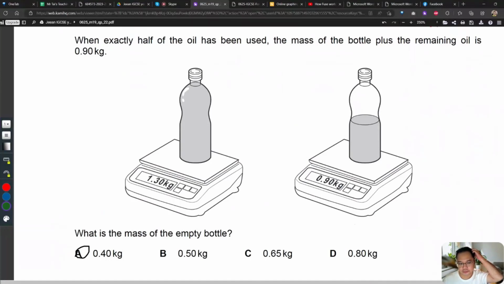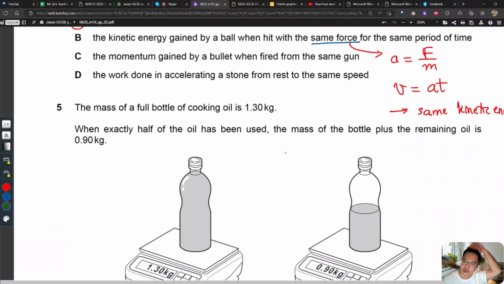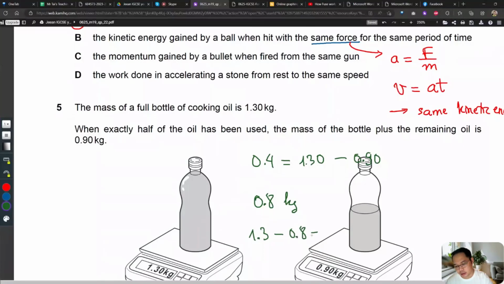0.4. The difference between 1.3 and 0.9 is 0.4. 0.4 is the difference between 1.3, the full cooking oil bottle, subtract the 0.9, the half bottle. So this difference, 0.4, is the mass of half the amount of oil, and therefore the total amount of oil is 0.8 kilogram. Okay, the whole amount of oil in the bottle. So the mass of the empty bottle is 1.3 minus 0.8, which is 0.5, right?